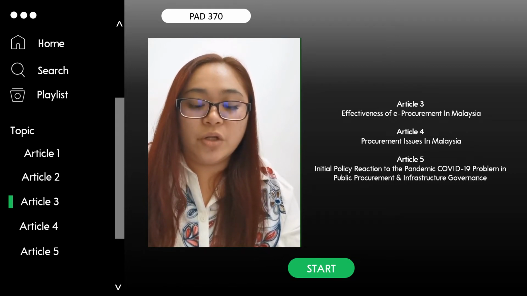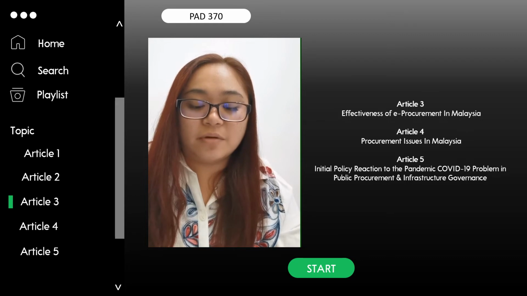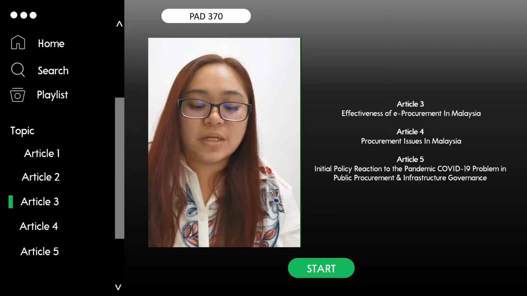The research method that I will use is interview, with contractors and government procurement officials. The purpose of this interview is to get first-hand information on the contractors' and procurement officials' perception of the government procurement system.